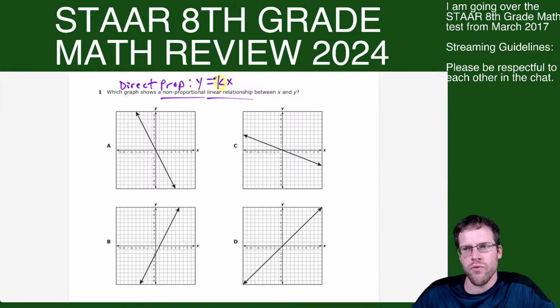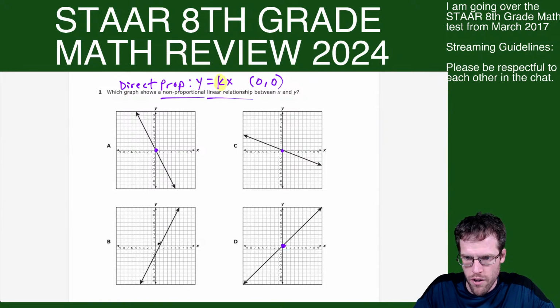One thing about a direct proportion is that the point (0, 0) is going to be on this line. So this linear equation will contain (0, 0). Looking through all the answer choices, they all contain (0, 0) except choice B, which is the only one that doesn't contain that point. So that's why this one is a linear relationship, but it's not a direct proportion between x and y.